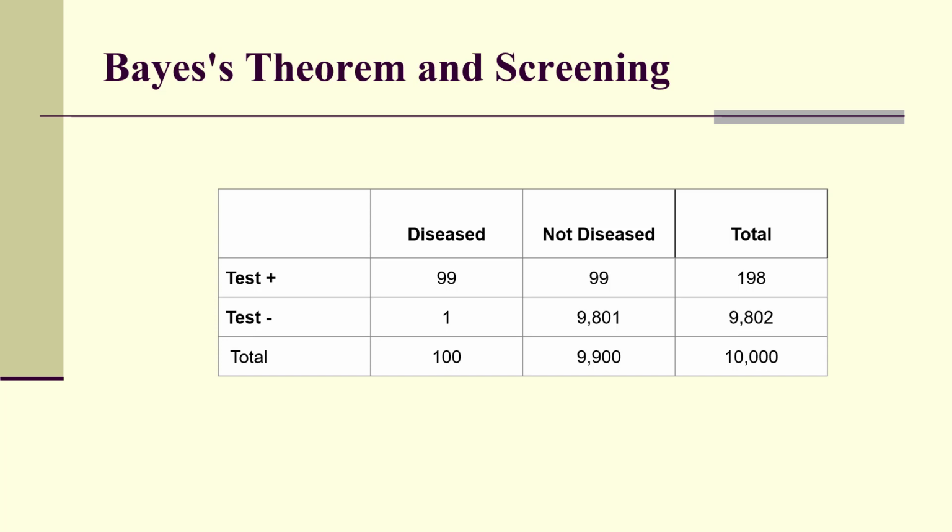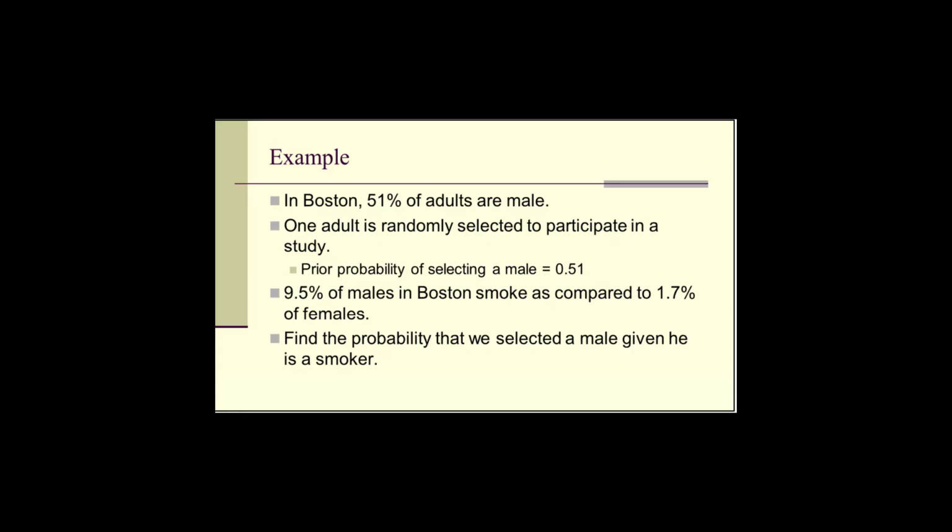And from these numbers, it follows that the unconditional probability of a positive test is 198 divided by 10,000, which is equal to 0.0198. That is the probability of B. Thus, the probability of A given B is equal to 0.99 times 0.01 divided by 0.0198, which is equal to 0.5, which is 50%.